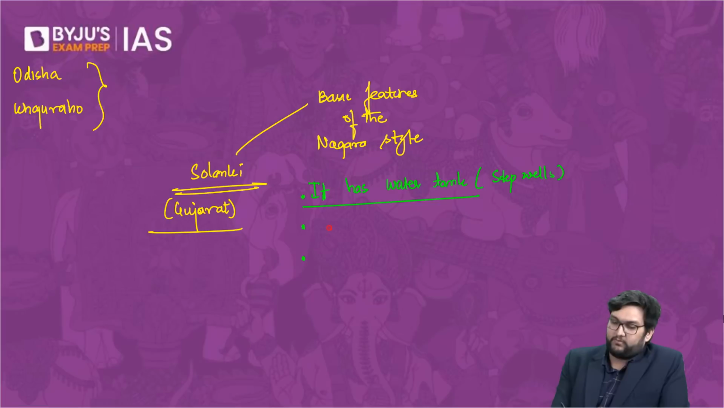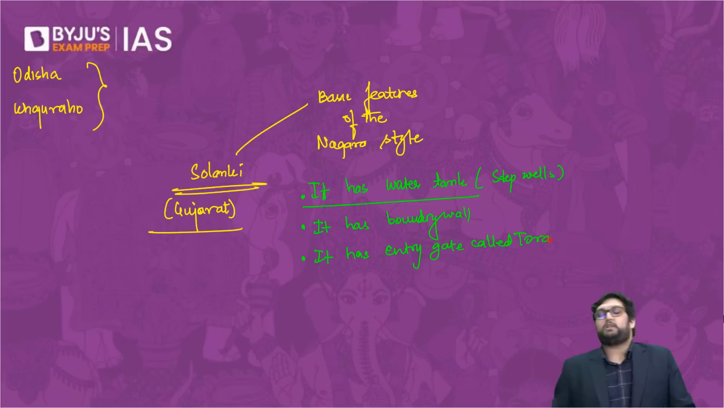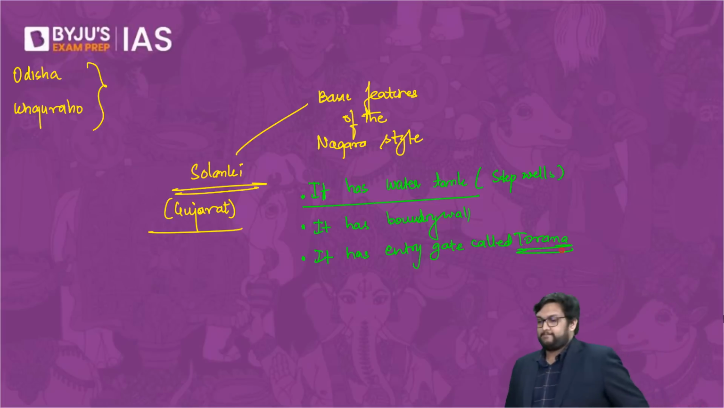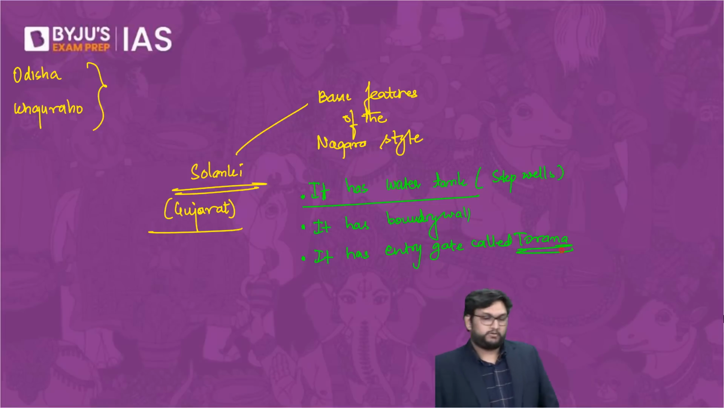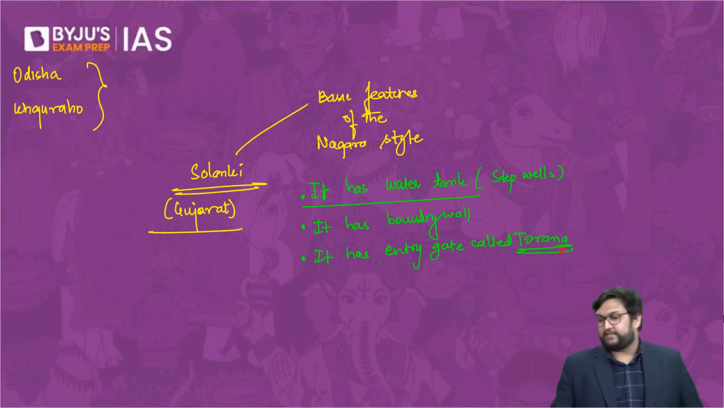It has a water tank. It has a boundary wall. And it has an entry gate called Torana. Where have we seen this word previously? Toran? Stupas. So this word is basically taken from Buddhism.